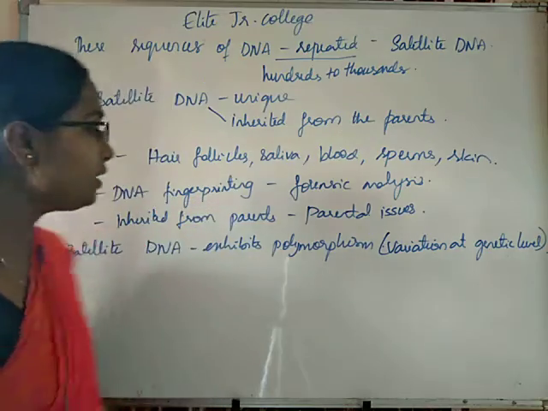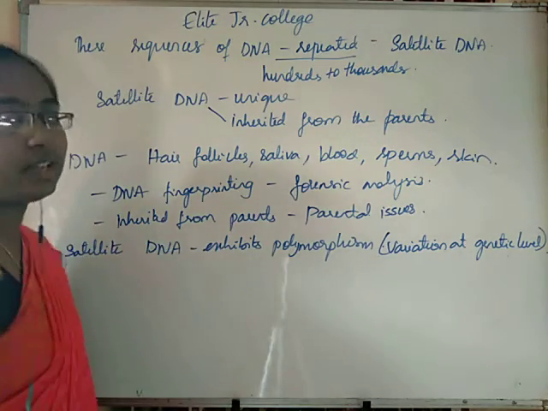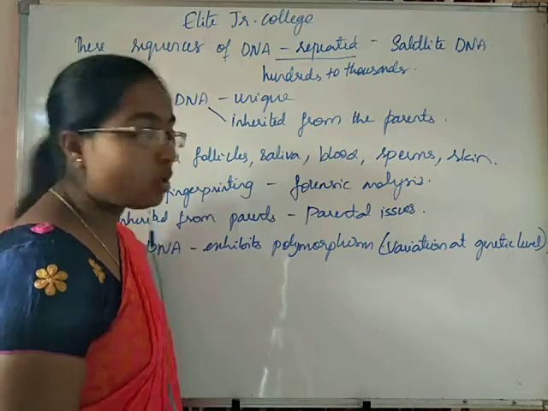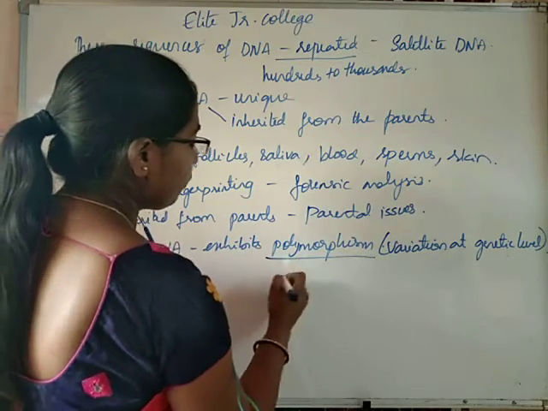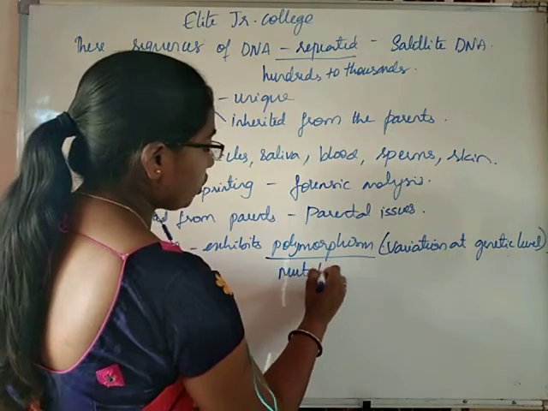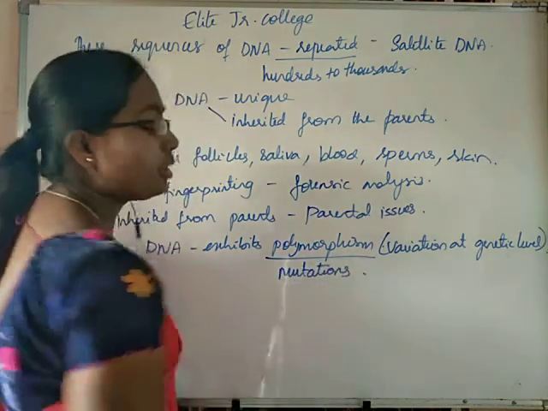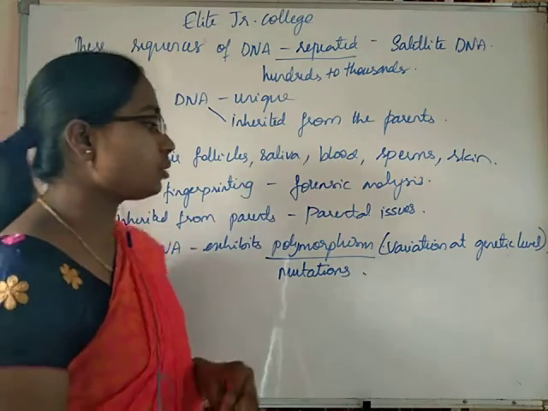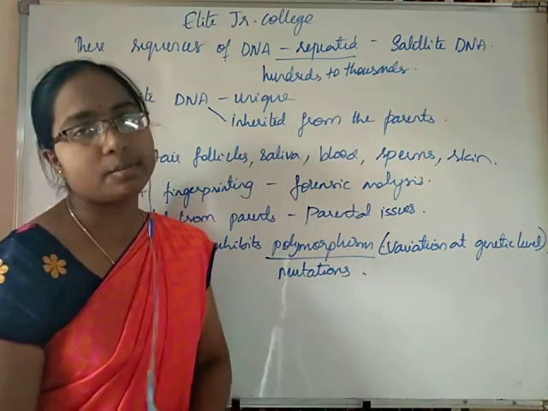Okay, so students, why does this polymorphism exist? Why is variation occurring at the genetic level? It is because of mutations. Polymorphism exists because of mutations. Because of mutations only, polymorphism is observed.